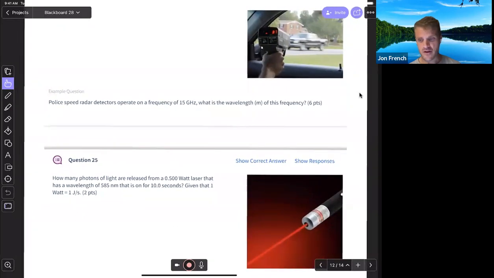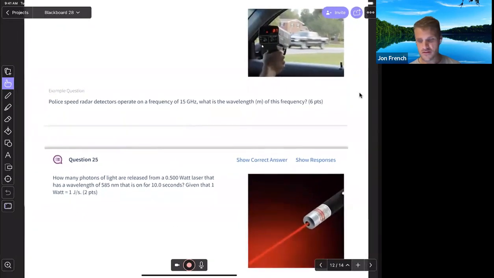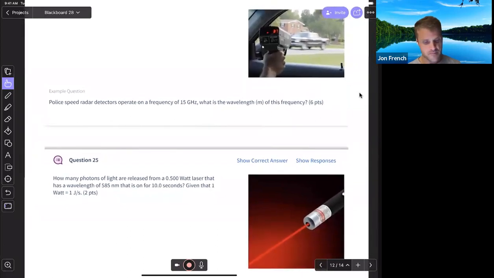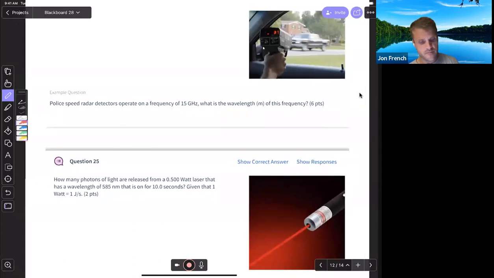All right, everyone's going to go out and buy a radar detector now, or a radar jammer. A police radar detector operates on a frequency of 15 gigahertz. What's the wavelength in meters of this frequency? So this is a variable, so this is not going to be the same question to question. Does someone want to tell me how many gigahertz they're given in this question?